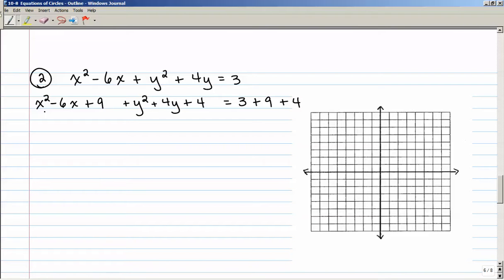Now let's go back to our x's. X squared minus 6x plus 9 factors into x minus 3 squared. In other words, it's half of this goes into here, or you can think of it as the square root of 9 goes into there with a minus, squared. Y squared plus 4y plus 4 factors into y plus 2 squared. And then 3 plus 9 plus 4 is 16. There's the equation of my circle. My center is 3, negative 2. And my radius is equal to 4.